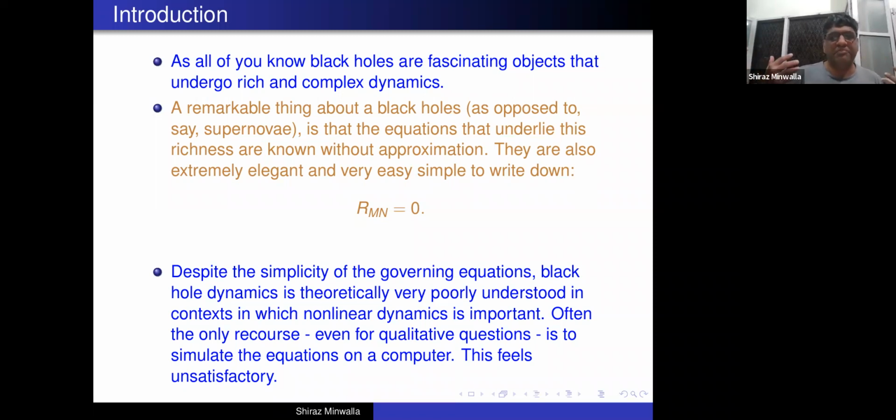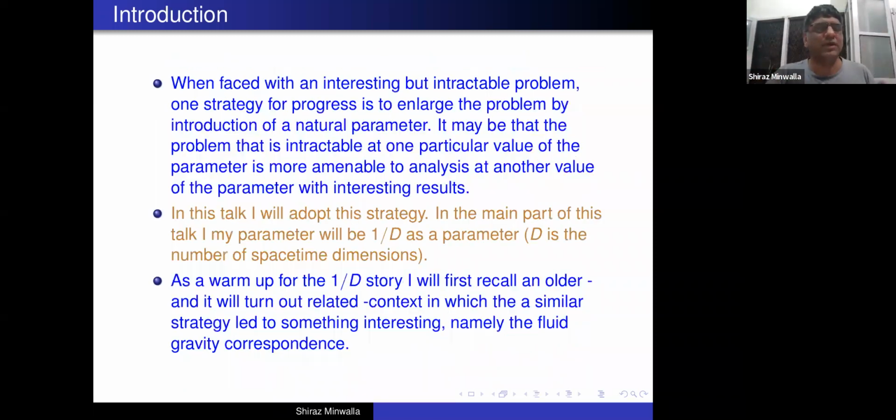Often when we want to understand something interesting like two black holes colliding, the only recourse that we have really is to move to a computer, which has its own issues, and this whole state of affairs feels somewhat unsatisfactory.